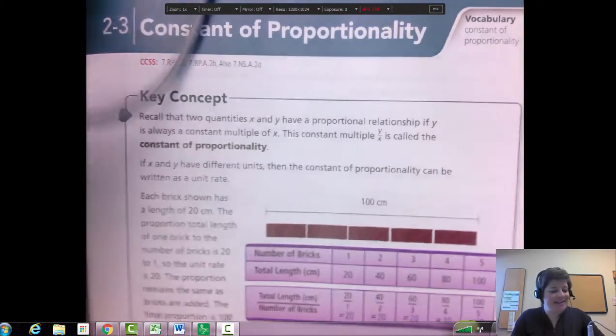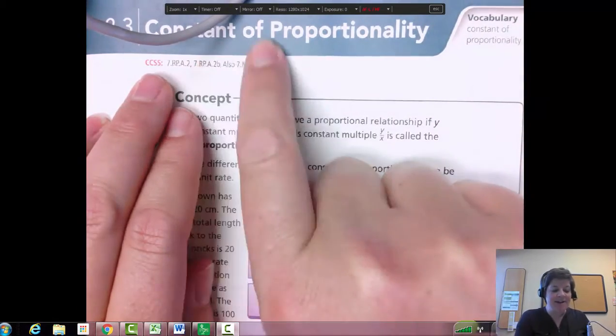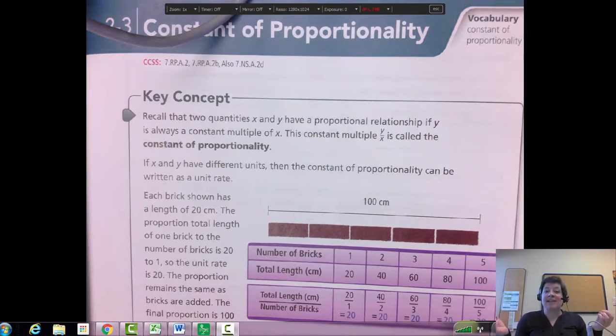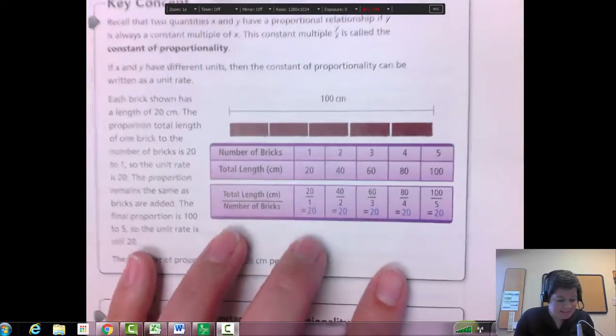Everyone, this video is going to help with 7th grade 2-3, and that's the constant of proportionality. This really follows our last section because now they want you to do the y over x relationship that we were using to decide if it was proportional. Now you have to find that value. What is it? So let's look at this first example here.